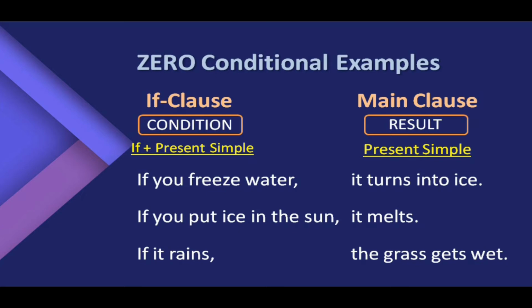Now we have the third example. If it rains, the grass gets wet. Here in this sentence we have two parts. One is called the if clause and the second is called the when clause.